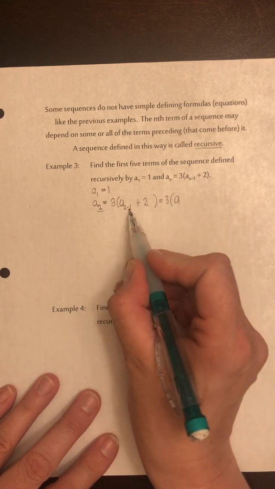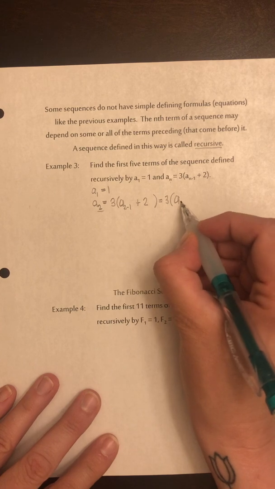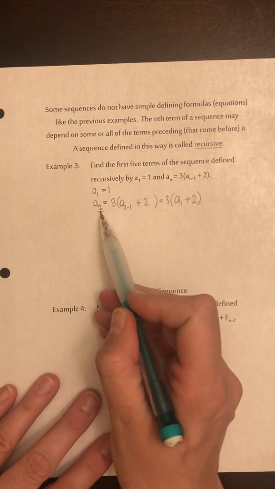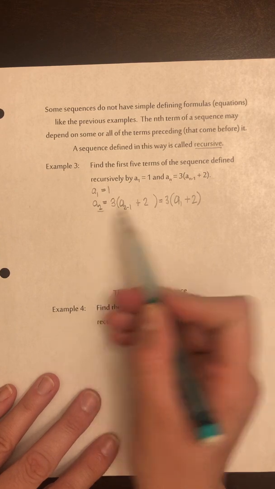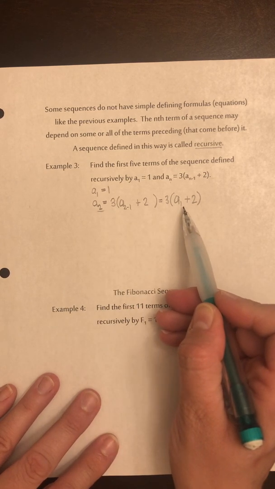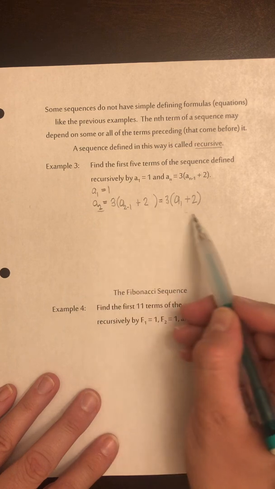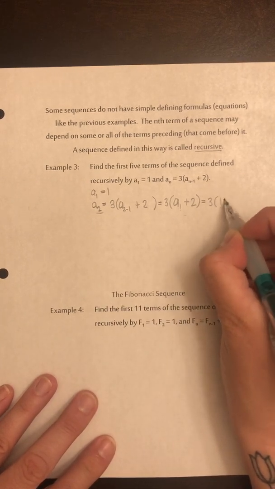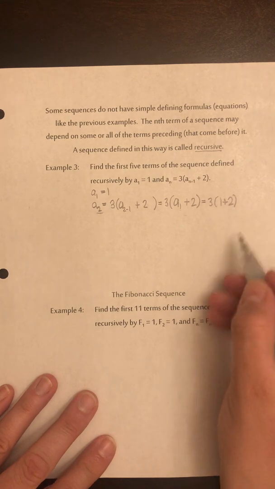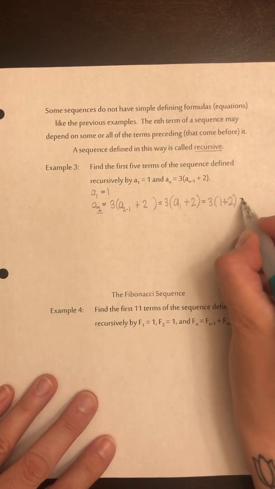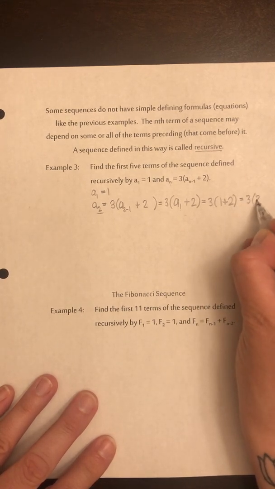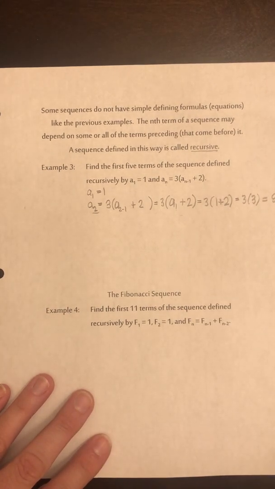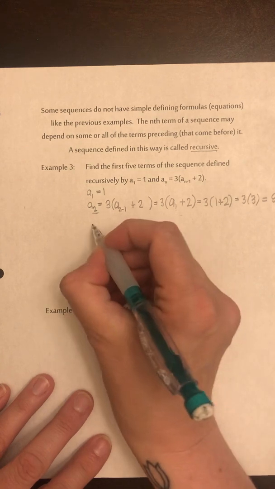What would 2 minus 1 turn into? It turns into 1. So here's what we know. To find the second term, I need to know the first term, that's why they gave it to us, and then I'm going to take that first term, add it to 2, and then multiply by 3. So 1 plus 2 is 3, and 3 times 3 is 9. So we now know the second term.